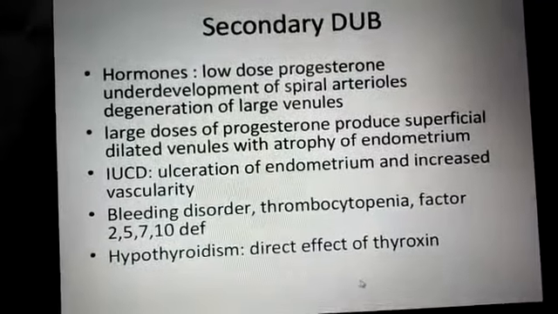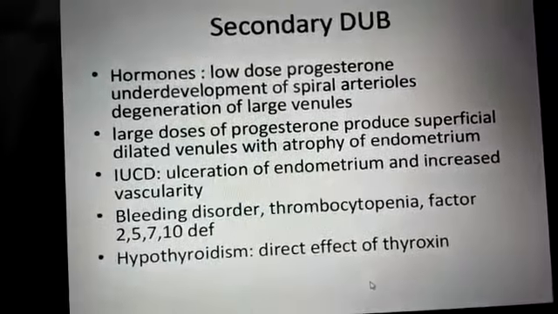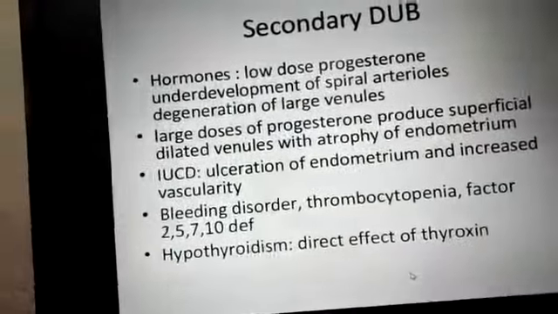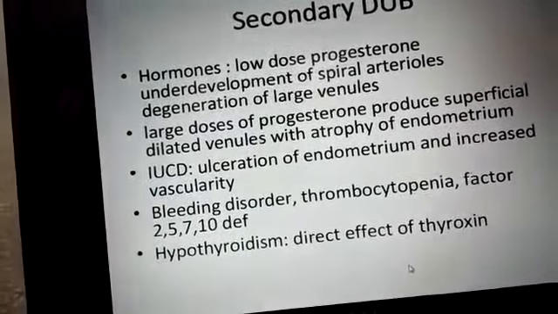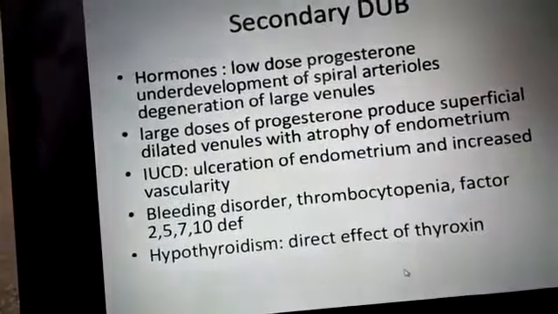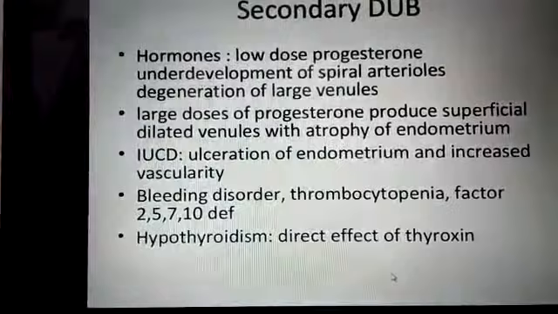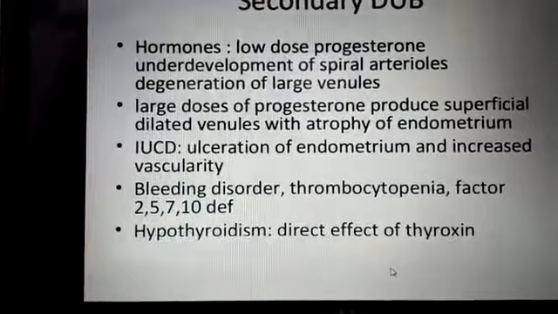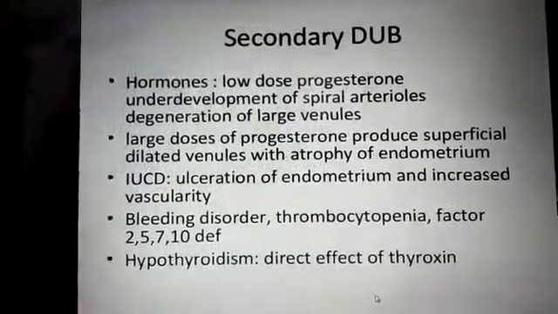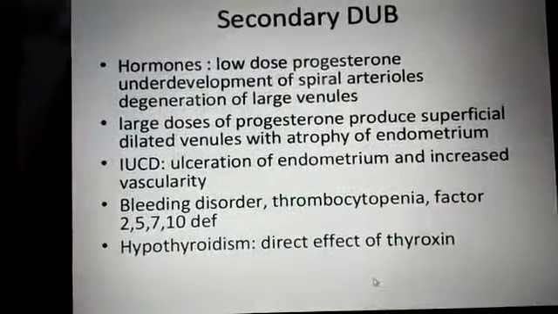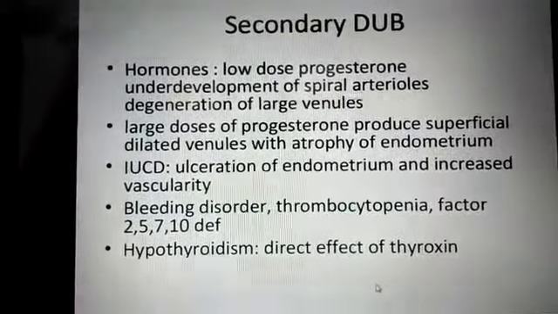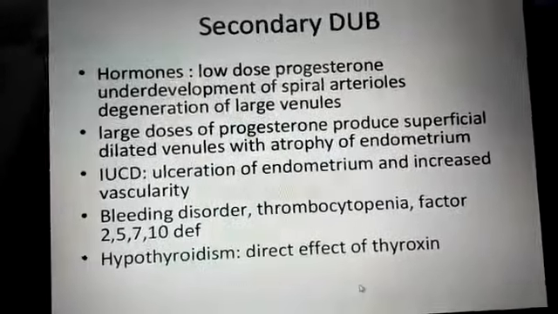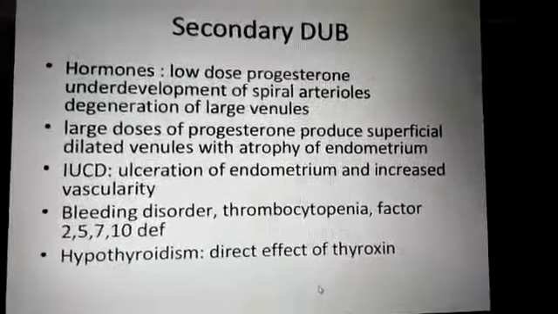If a female is using an IUCD, there is ulceration of the endometrium and increased vascularity, as we said. Sometimes there may be no external cause like an IUCD or anything, but there may be a bleeding disorder. Conditions like thrombocytopenia or factor deficiency can lead to the secondary type of DUB. There is no pathology in the female genital tract, but the problem is elsewhere, or there may be hypothyroidism, where the direct effect of thyroxine can lead to such problems.